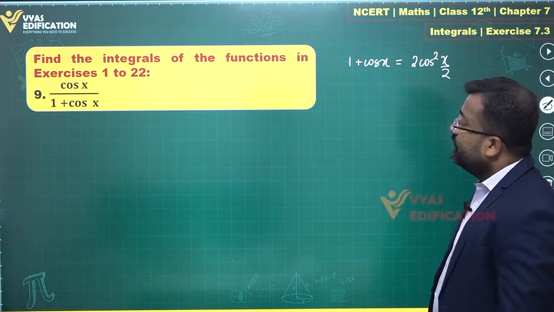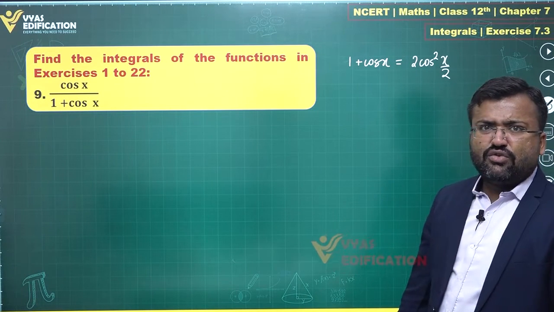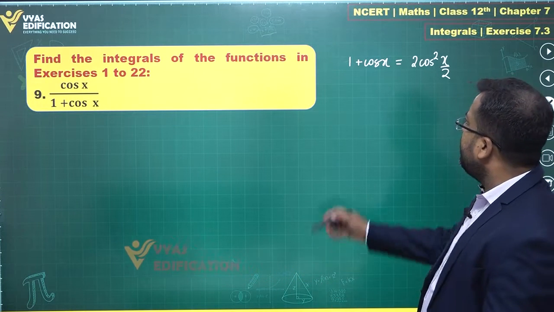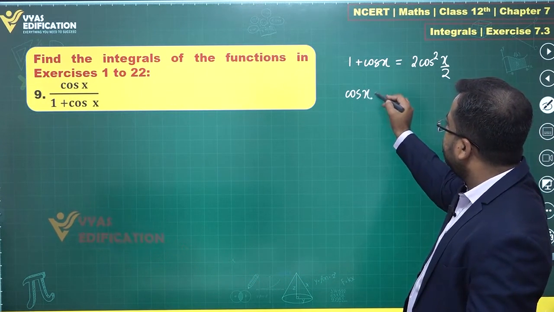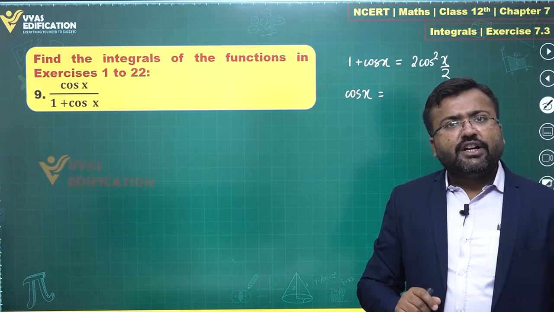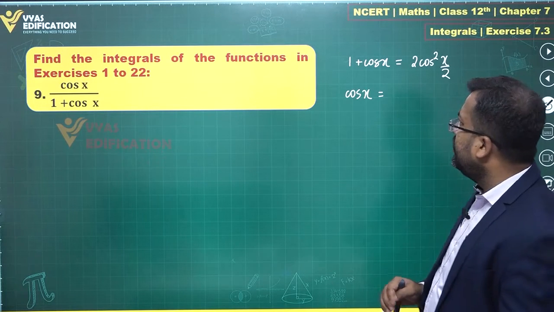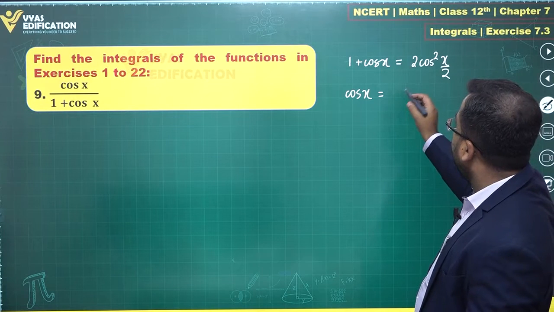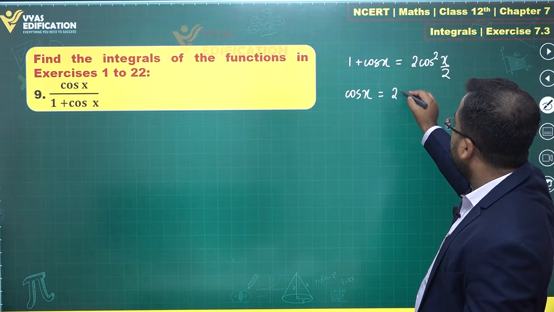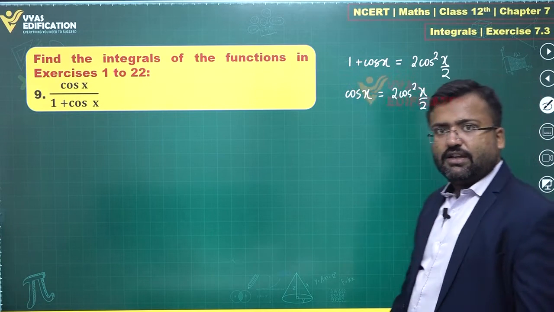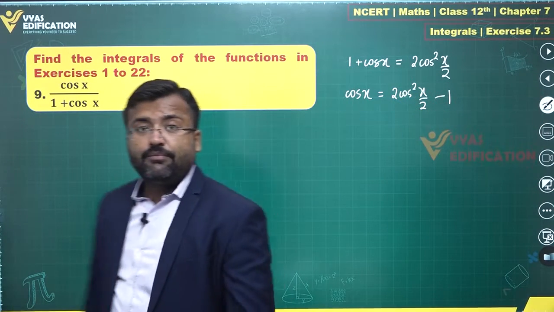This looks simple, but what else? We have cos x in the numerator. What will that simplify to? That is creating a problem. It also needs to be converted into half angle, and we can convert it in terms of cos square x by 2: it is 2 cos square x by 2 minus 1 actually. So I can convert it into this form.